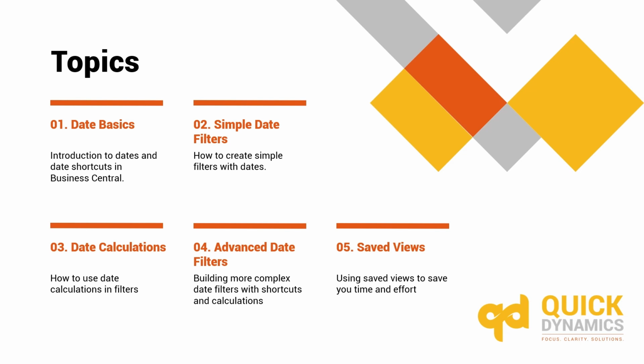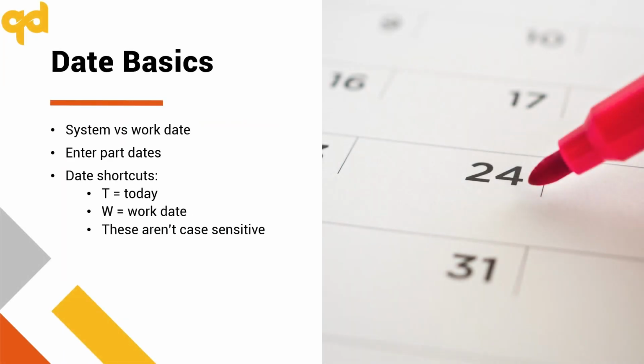So let's get started looking at date basics. In date basics, the first thing we're going to cover is system versus work date. So what are they and how can you best use them? We then look at entering part dates. So no more need to enter all those slashes and put the full date in. You can do it with a couple of key presses instead. We then look at date shortcuts. So what are the different date shortcuts? How can you use them in dates? And then later on, we'll also use those in the date formulas that we're using as well.